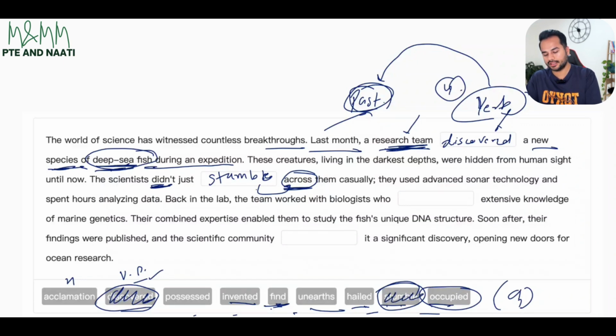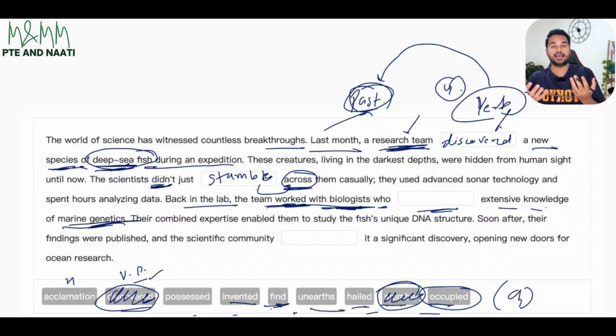Back in the lab, the team worked with biologists who dash extensive knowledge of marine genetics. Again, we need a verb in the past tense over here because back in the lab, the team worked with biologists, so something happened in the past already. Who have extensive knowledge, like who have the knowledge already, but we need a verb in the past tense. So past tense of have something. Acclaimed, nah. So possessed, invented, hailed or occupied. These are the four words that could be the right answer.